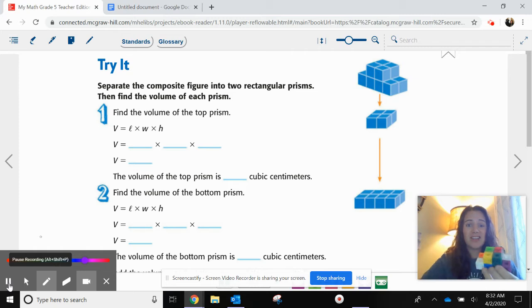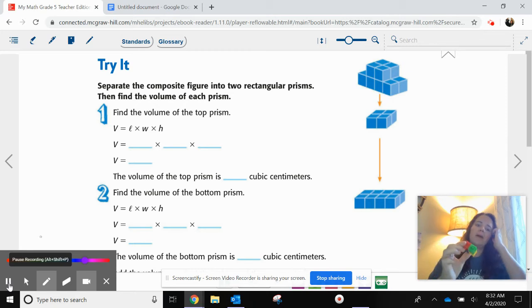So let's break this funky looking thing apart into the bottom layer and the top layer. I know how to find with the formula the volume of this layer, and I also know how to find the volume of this layer. Then if we combine them, we can find the total volume of the entire figure.